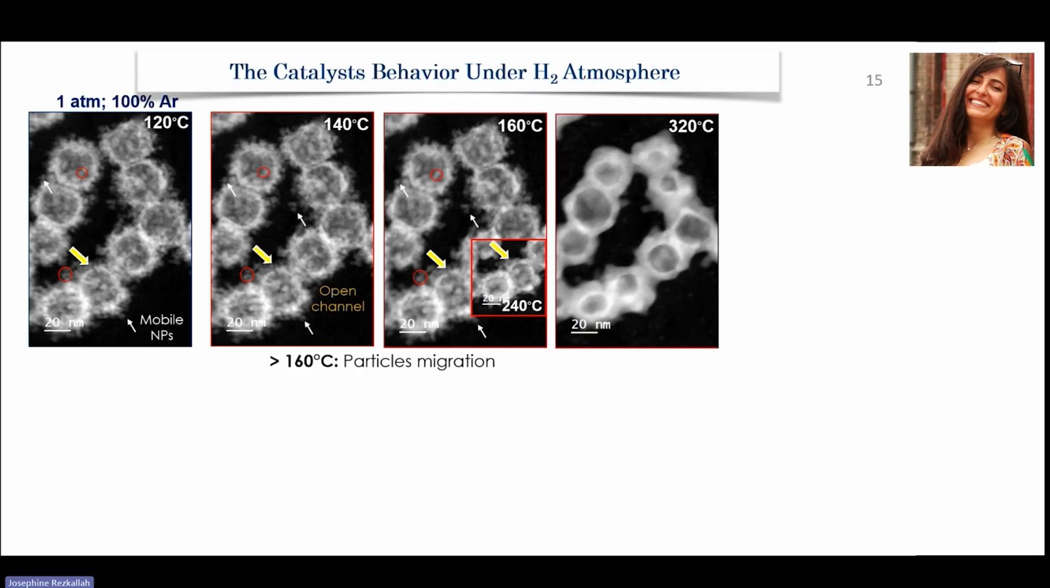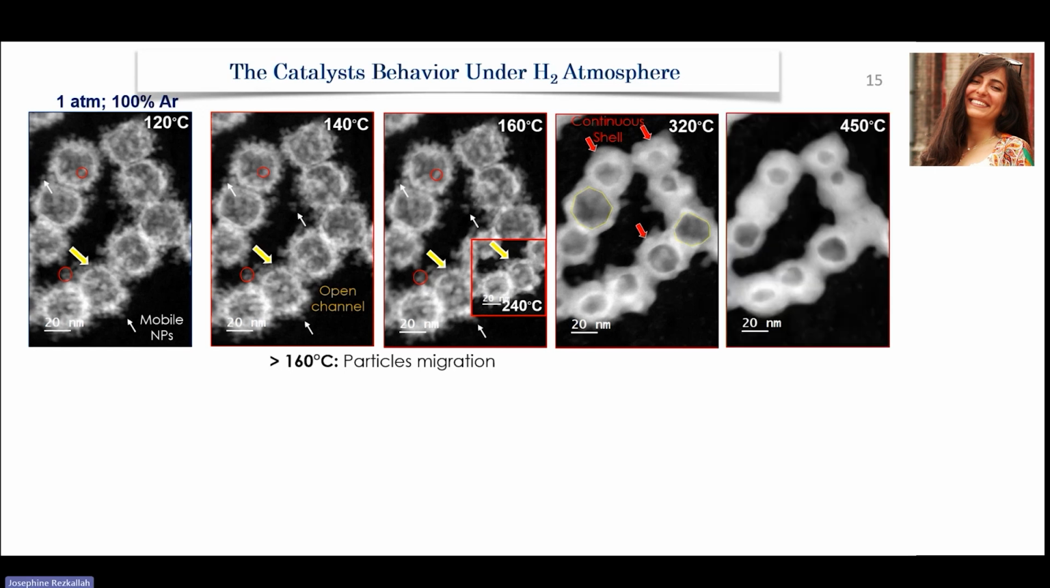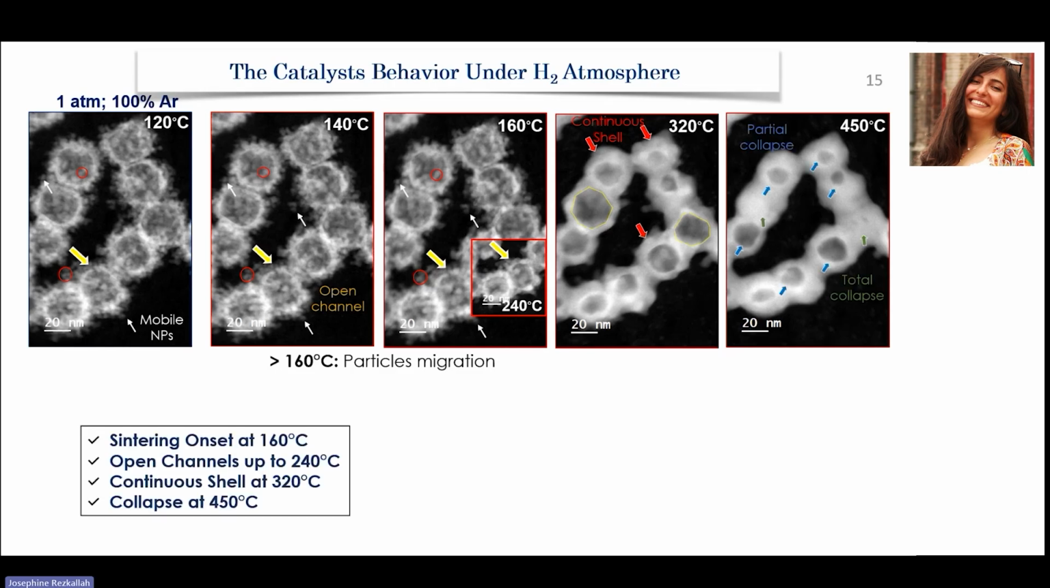At 320 degrees, we see a transformation from a discontinuous shell to a continuous one with more obvious facets previously seen in the 3D analysis. Finally, the total collapse and the gradual collapse of the hollow microstructure was observed at 450 degrees. The onset sintering temperature and the collapse temperature are lower than the ones identified under vacuum. This behavior is driven, of course, by the effect of hydrogen gas on the surface reactivity of the particles.